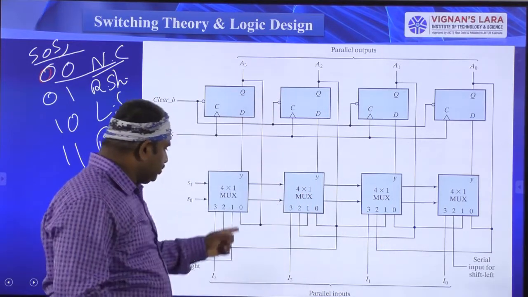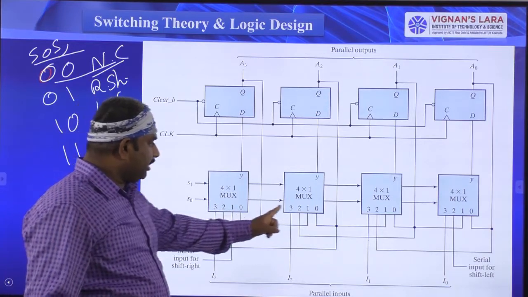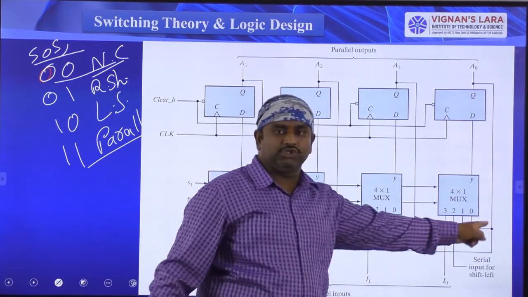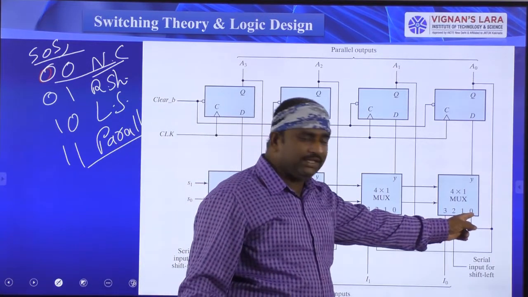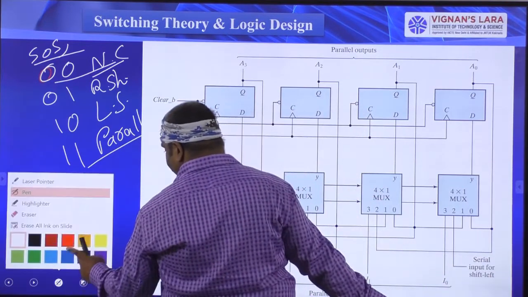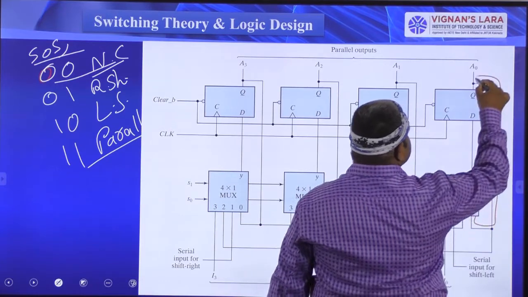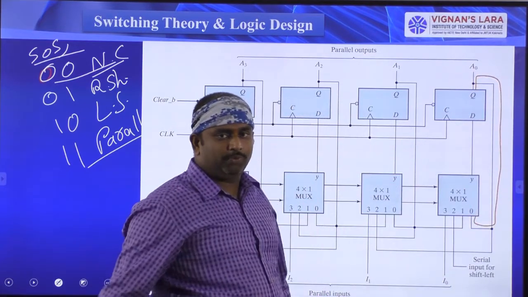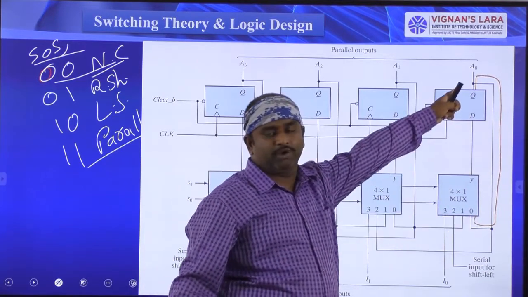So see here 0, 0. When you select S0, S1 value 0, 0, this 0 terminal, this 0 terminal, this 0 terminal, this 0 terminal is going to be selected here. So what is this 0 terminal? I am drawing it here. This 0 terminal is connected to the same flip-flop, the first flip-flop output. The first mux input 0 is connected to the first mux output.